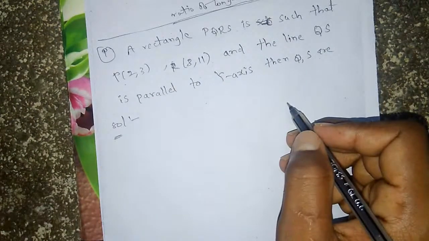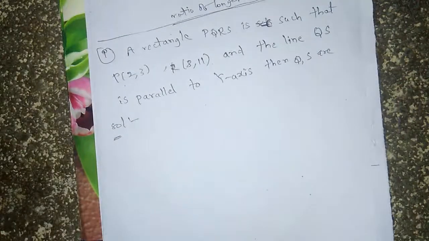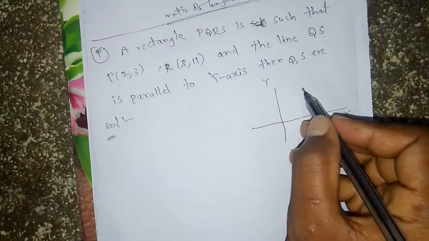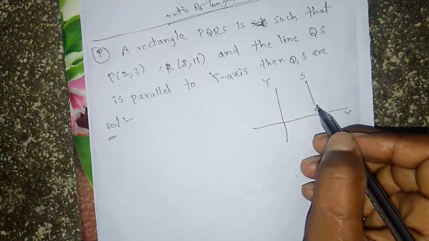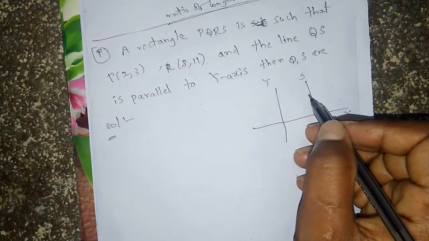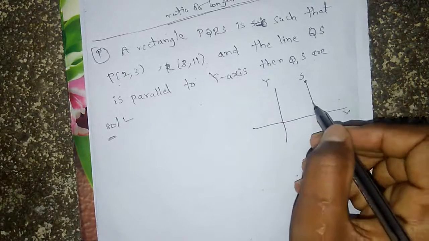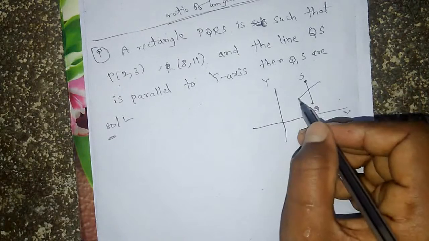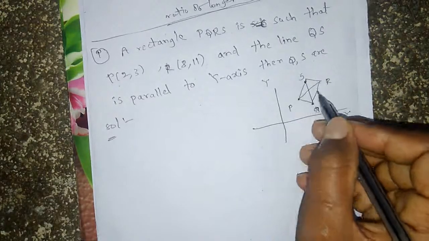So a rectangle, here line QS is parallel to y-axis. So this is x-axis, y-axis, QS. So let us take this as QS. This is diagonal. So this is another diagonal PR. So this is the rectangle.